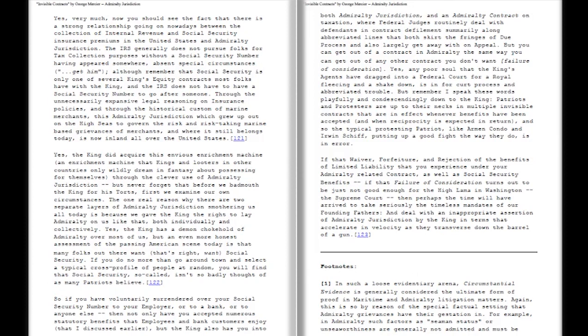Patriots and protesters are up to their necks in multiple invisible contracts that are in effect whenever benefits have been accepted, and when reciprocity is expected in return, and so the typical protesting patriot, like Armand Kondo and Irwin Schiff, putting up a good fight the way they do, is in error.